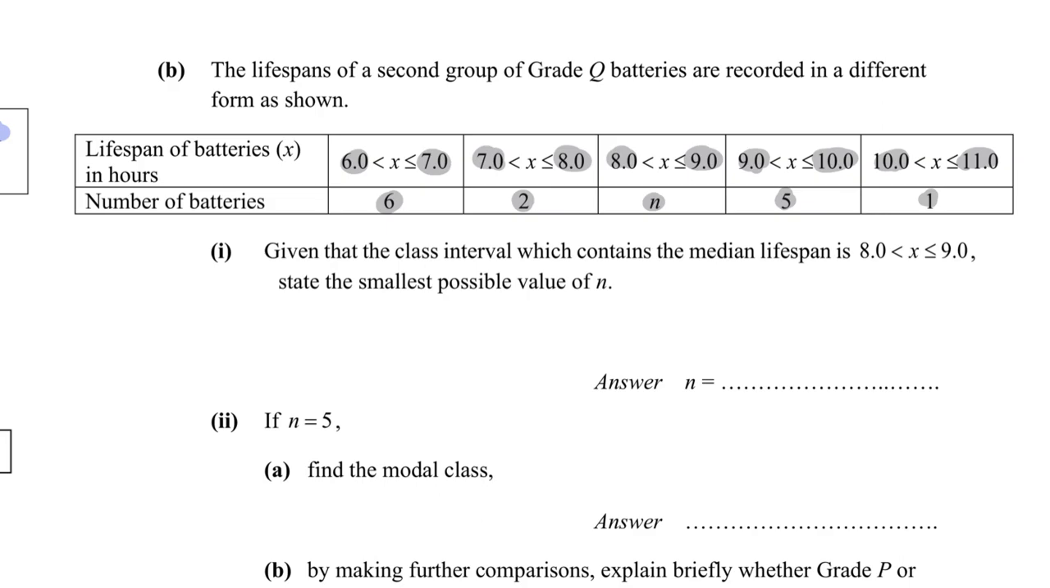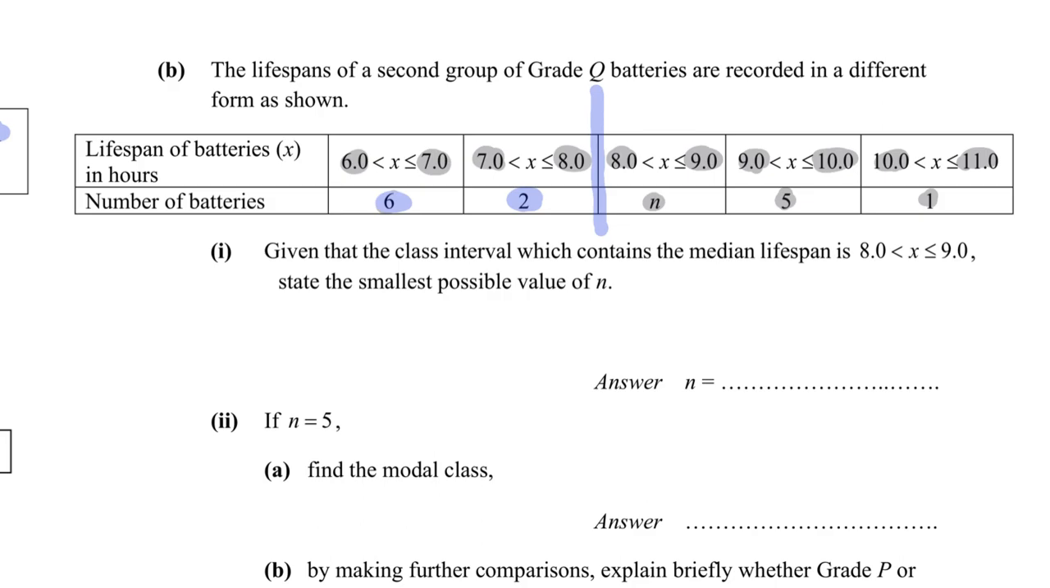Okay. Now, given that the class interval that contains the median lifespan is more than 8 hours, less than or equal to 9, state the smallest possible value of n. Alright, then we now have to look at how many numbers are below 8, which is this part here.